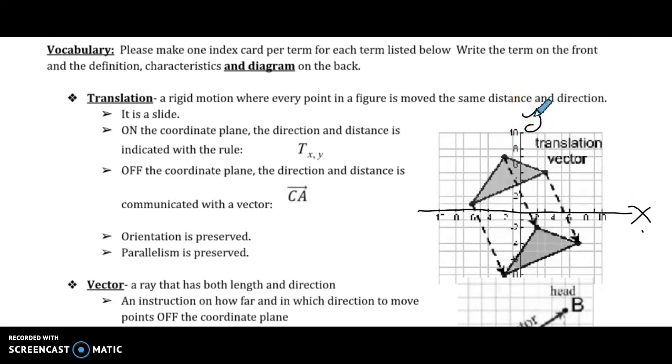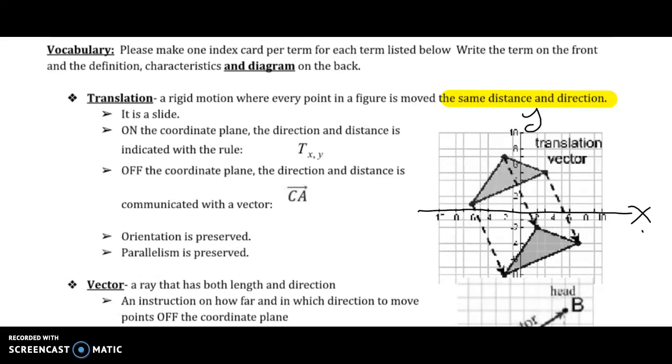All right, so you've seen this topic in 8th grade. Again, we're going to review doing it on the coordinate plane before we move off of the coordinate plane. So a translation is a rigid motion where every point in the figure is moved the same distance and direction. Because we're on the coordinate plane, that could mean up or down, right or left, or a combination of both. Another way to describe a translation is a slide. We are kind of sliding the figure around.